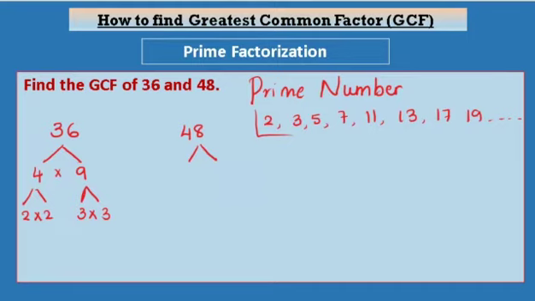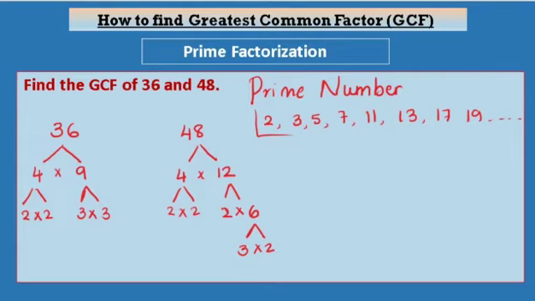Let me pick one of these, that is 4 times 12. We are again factorizing 4, that's 2 times 2. 12 can be written as 2 times 6. 2 is a prime number. 6 can be written as 3 times 2, or 2 times 3.